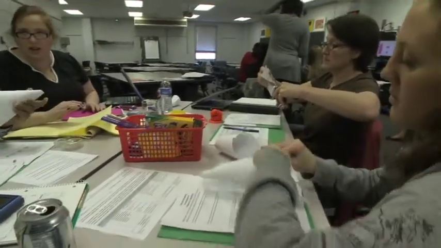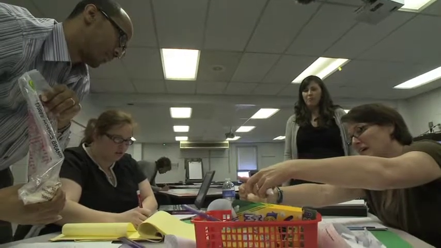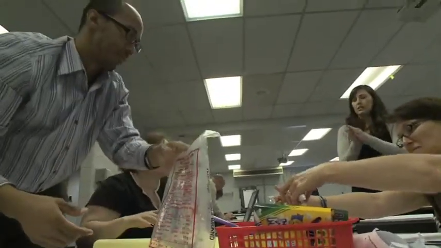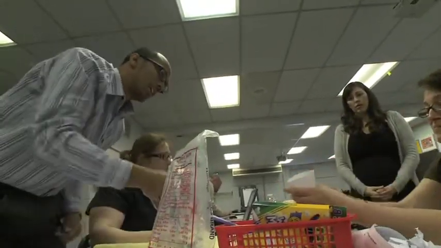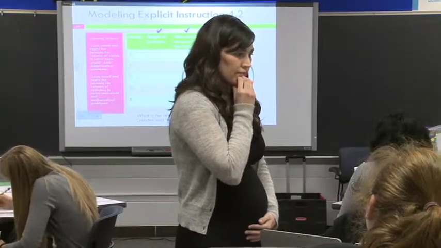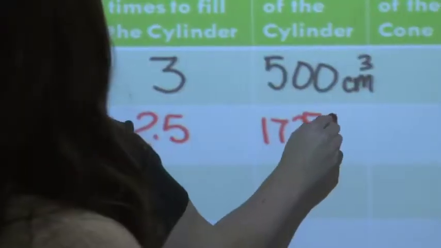How many cones does it take to fill the cylinder? All right, I'm going to let you take over. Remember, it's an estimate because we had to account for the glass. So, about what? About 2.5? We're just looking for that general relationship.